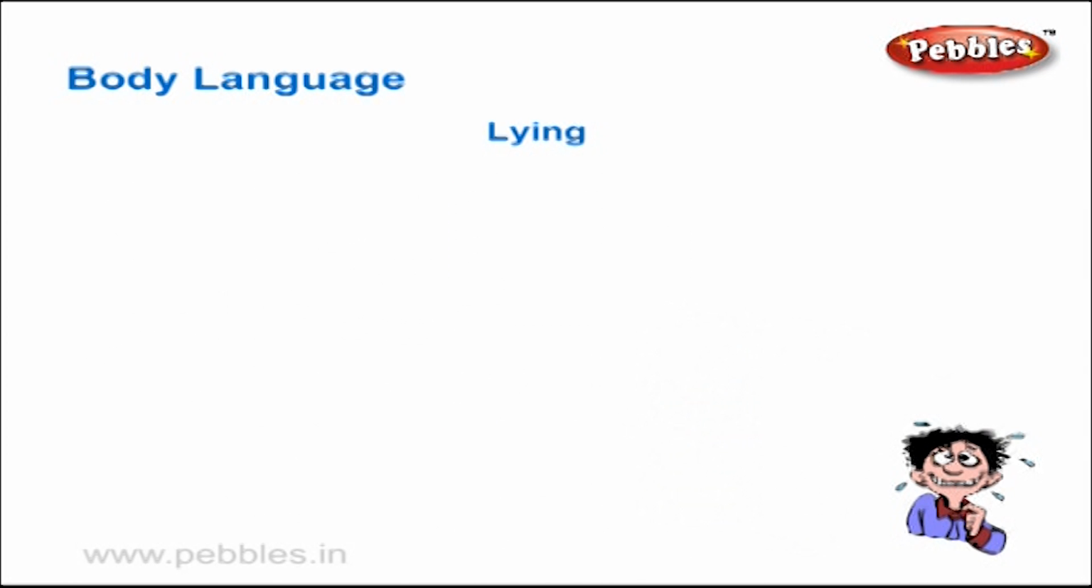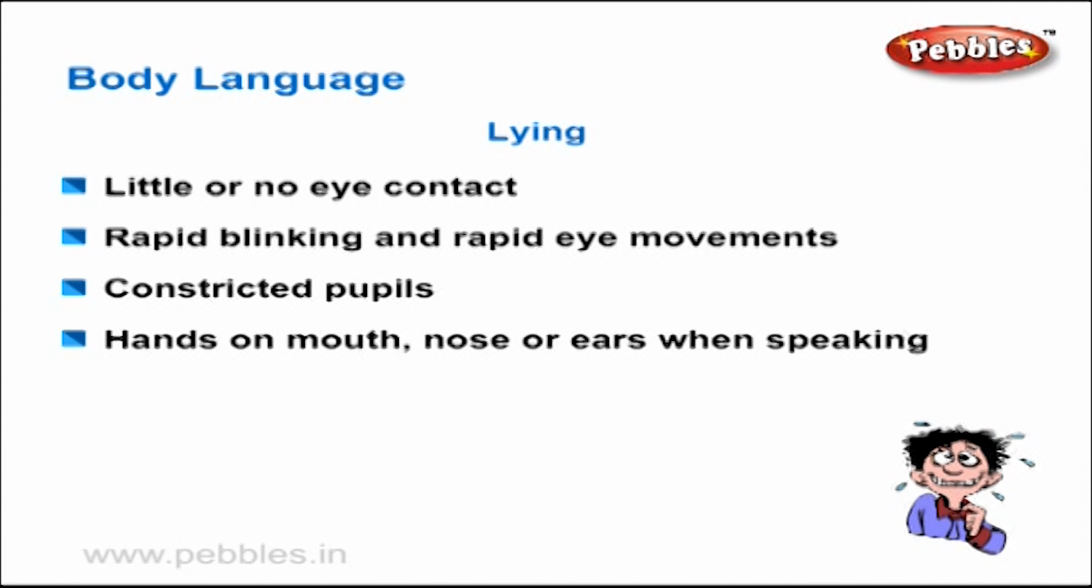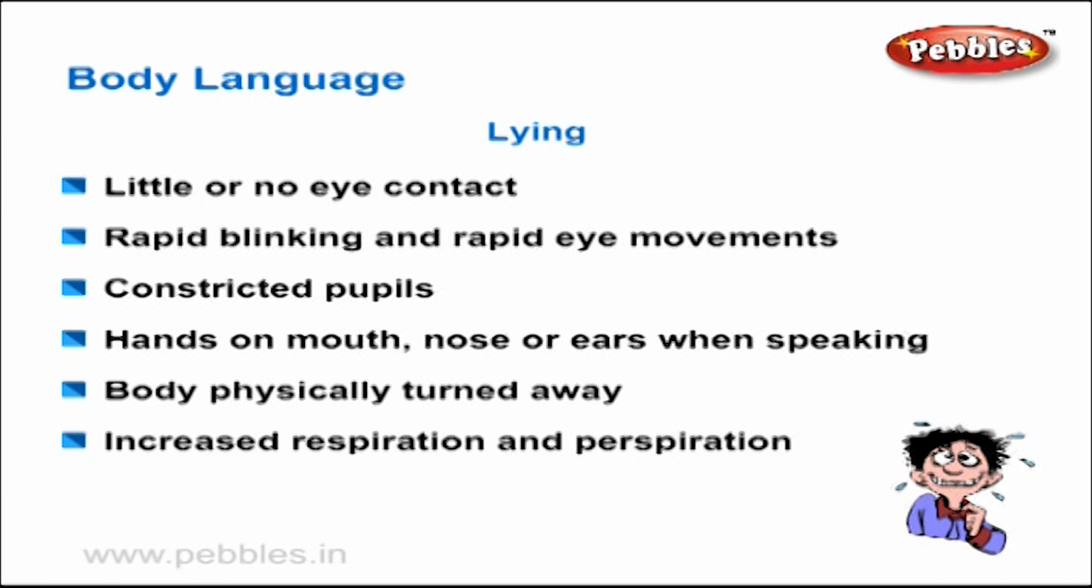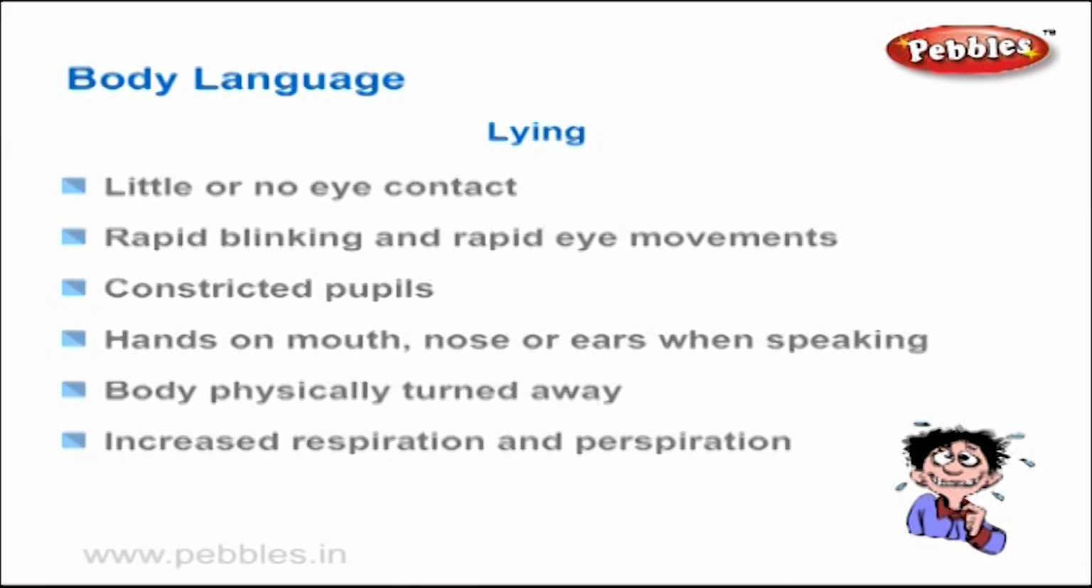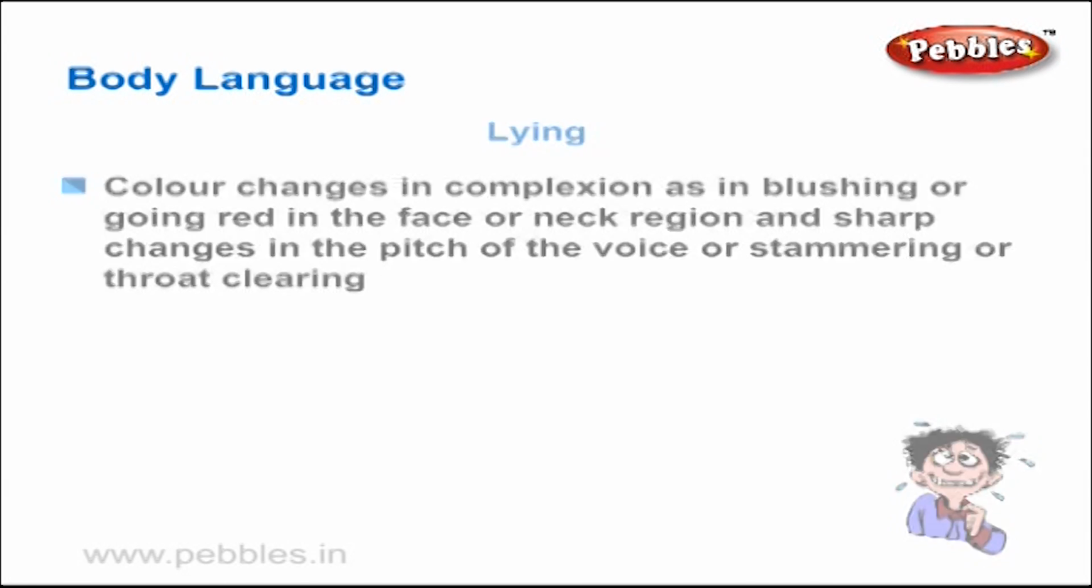Some common signs and signals that indicate whether the person is lying are little to no eye contact, rapid blinking and rapid eye movements, constricted pupils, hands on mouth, nose, or ears when speaking, body physically turned away, increased respiration and perspiration, color changes in complexion as in blushing or going red in the face or neck region, and sharp changes in the pitch of the voice or stammering or throat clearing.